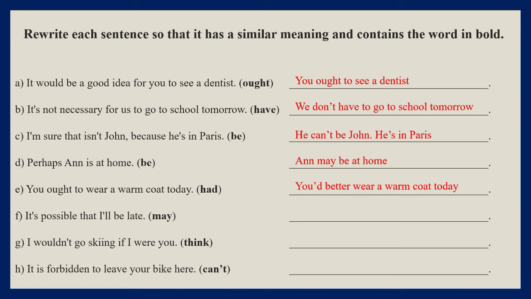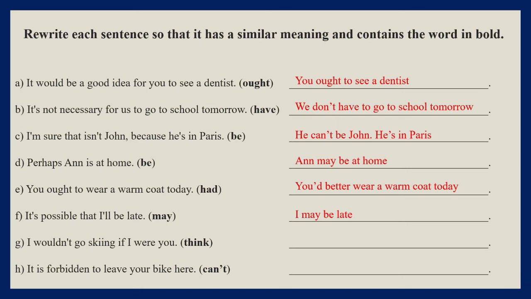F. It's possible that I'll be late. Again, we are expressing probability and we have to use may. I may be late. Again, you could use might or could given the opportunity, but in here we have to use may.